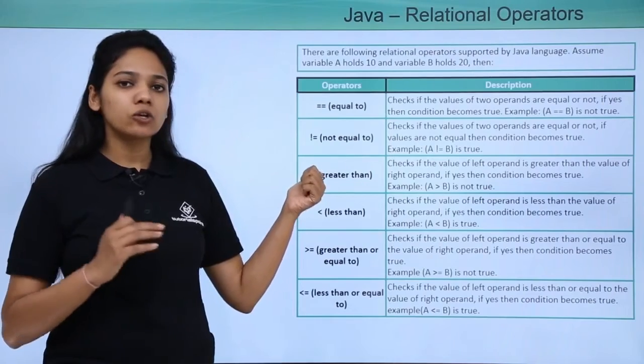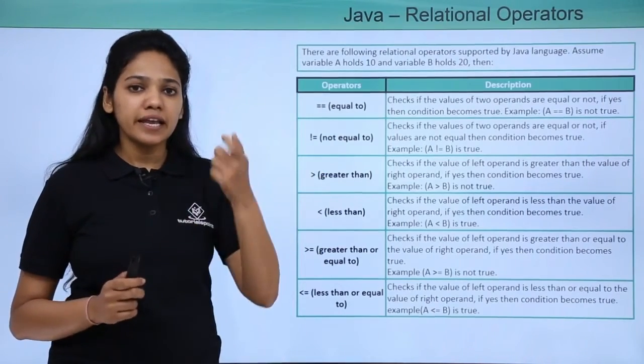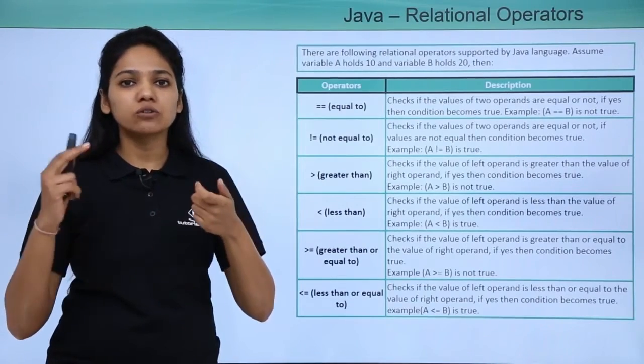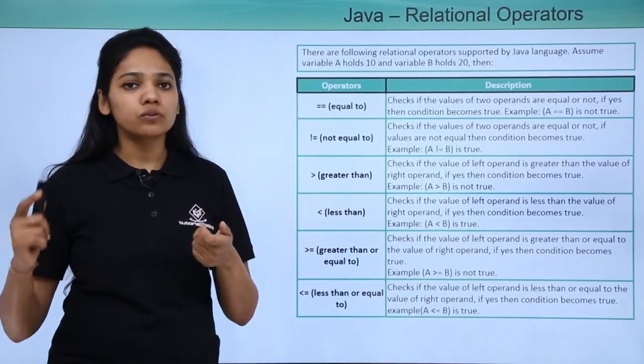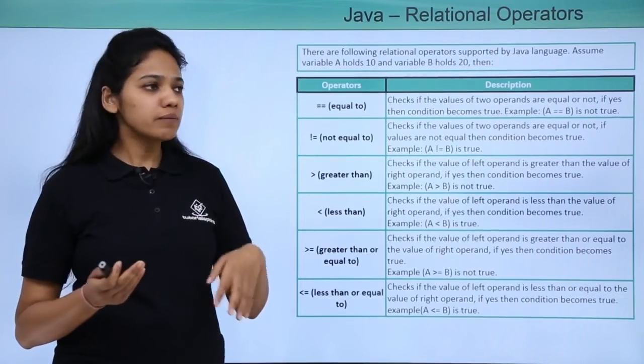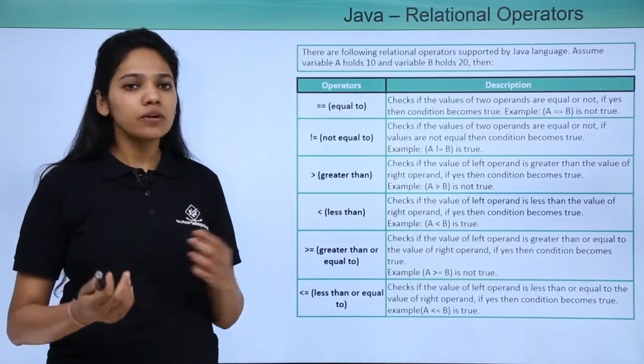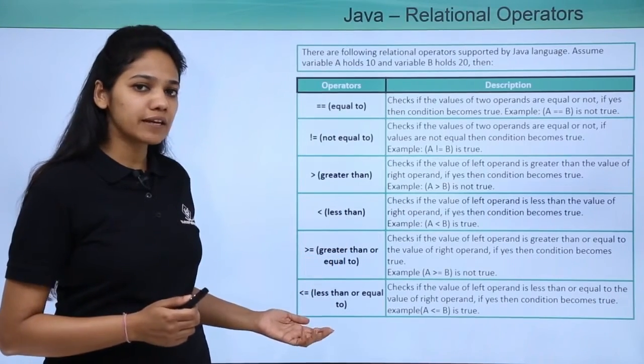The next one is not equal to. Is A not equal to B? Again it will check: if 10 is not equal to B, that is true, therefore it will return true. Similarly, you have less than and greater than, which you know. Next are less than or equal to, and greater than or equal to.